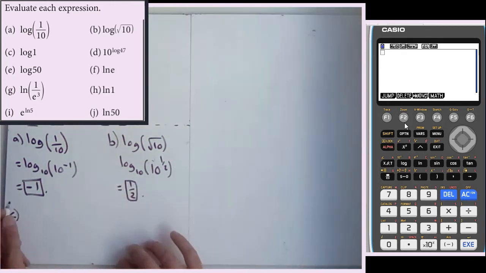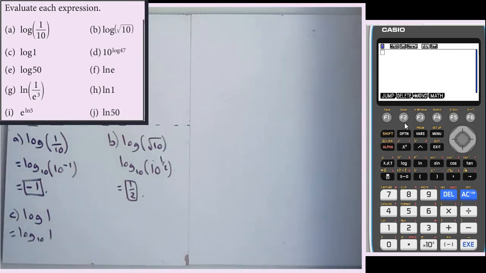Part C, log 1. So that is saying it's log base 10 of 1. So it's saying what power must I raise 10 to in order to get 1? So it's kind of saying 10 to what power equals 1? Well, you need to raise 10 to the power of 0. So if you want to get 1, 10 to the 0 will get that. So the answer is 0.